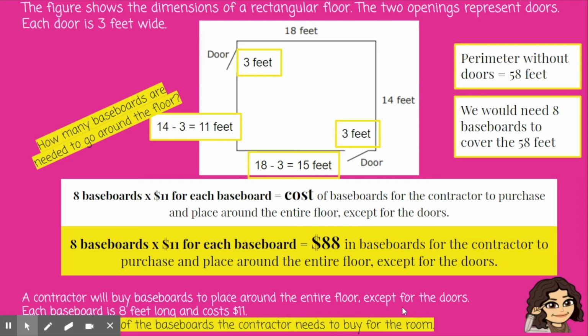So we now know that 8 baseboards times $11 for each baseboard is a total of $88 in baseboards that the contractor would need to purchase and place around the entire floor, except for the doors.